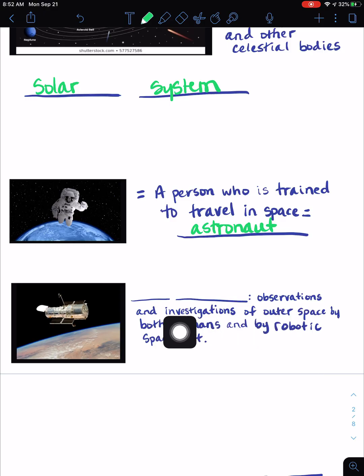Definition: observations and investigations of outer space by both humans and by robotic spacecraft. This would be space exploration. So the robotic things like Hubble telescope, there's many other things, other satellites and other telescopes that are up there that are acquiring information for us and exploring space for us, so they can stay up there way longer and with less things that they need to maintain working order. Humans are sitting in space because we need to have other things tested.